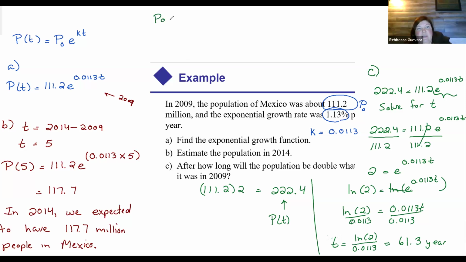So what we think here is that the population will double between, if I add that 61 to 2009, it should double somewhere between 2070 and 2071.